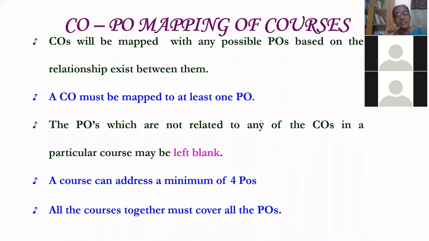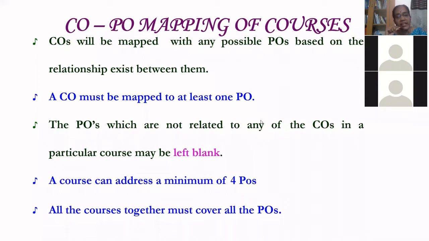The COs you write may not relate to some of the POs. It will not address all POs. That's not possible. Some may do, but all the POs cannot be addressed. The POs which are not related to any of the COs may be left blank. You can put a blank space or hyphen or even zero.